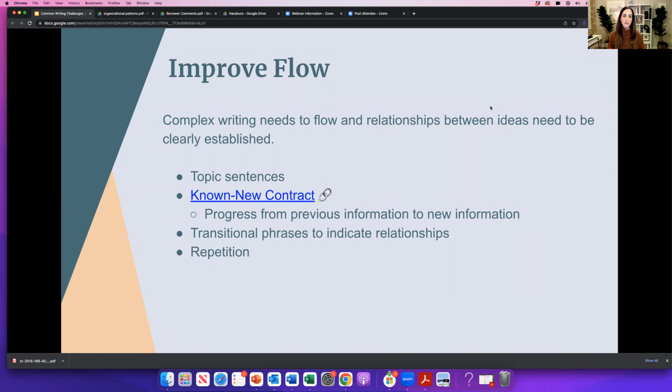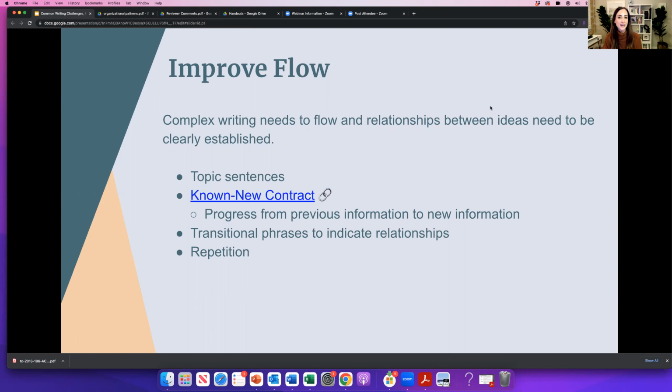So taking the time, kind of going back to the writing process, to really plan the writing, thinking about what organizational pattern is going to work best for what I want to say, for the purpose of this writing. And then thinking about the internal structure of the writing and the flow of that writing. And so thinking about topic sentences is important. Creating a topic sentence outline would be a great way to make sure that you have flow in your writing. Also using the known to new contract, which I think Veronica exposed me to.